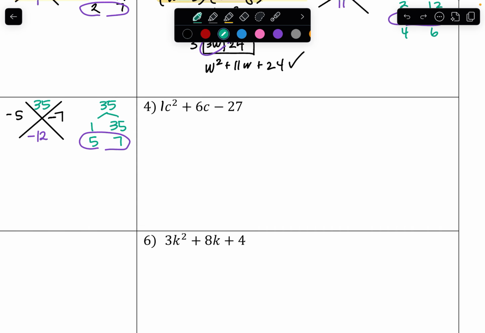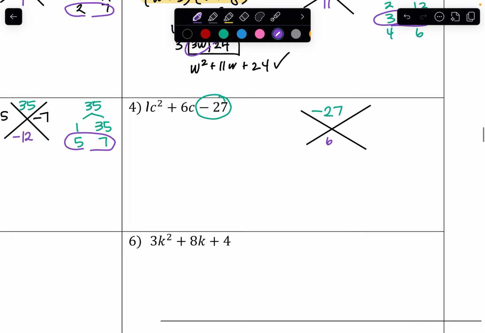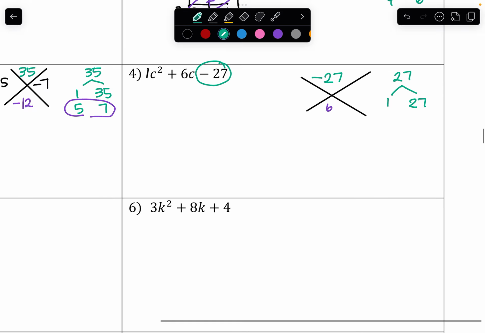Okay, here at number 4, we're looking for two numbers that multiply to negative 27. Don't lose your negative. And then add to 6. Okay, so don't worry about the negative yet. We're just going to focus on numbers that multiply to 27. Okay, so 1 and 27. Always start with 1. A lot of people lose that case. 2 doesn't work. 3 and 9. 4 doesn't work, 5 doesn't work, 6 doesn't work, 7 doesn't work, 8 doesn't work.